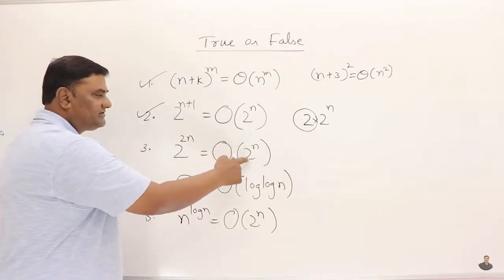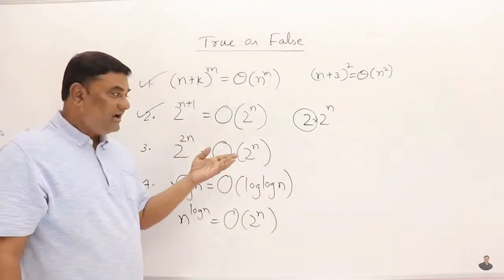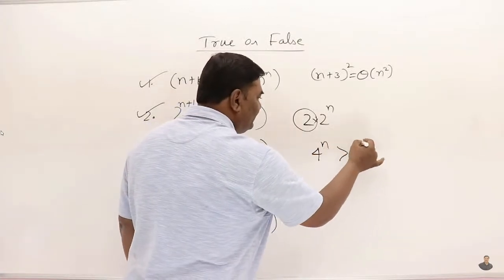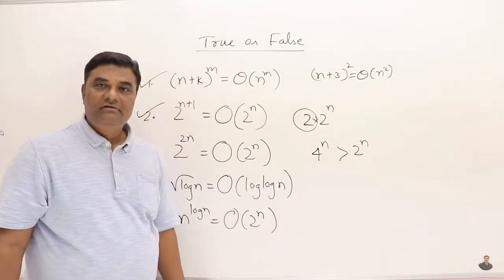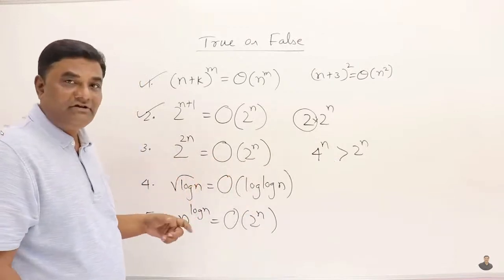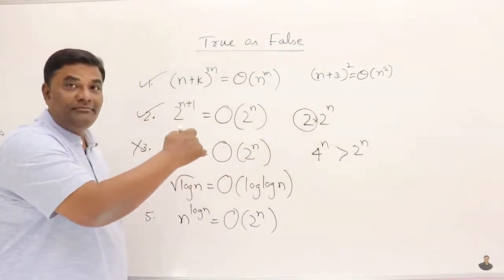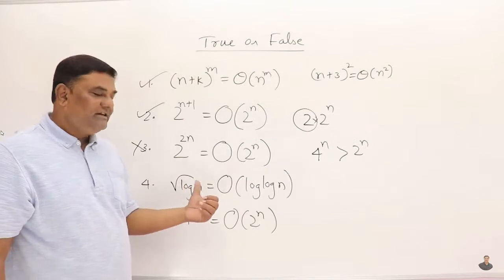2 raised to 2n and this is 2 raised to n. This is 4 power n and that is 2 power n. 4 power n is greater than 2 power n. 2 power n cannot be an upper bound for this one. Wrong. So it should be big O of 4 power n, not 2 power n. This is wrong. The next, this one.